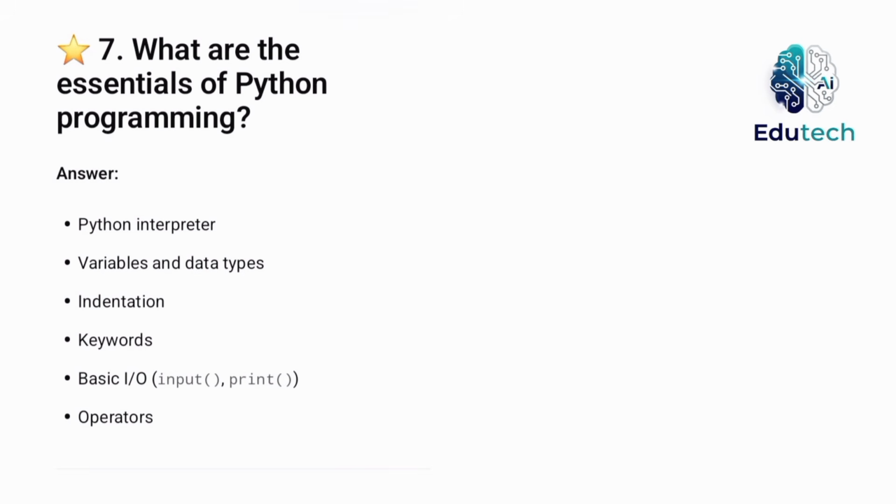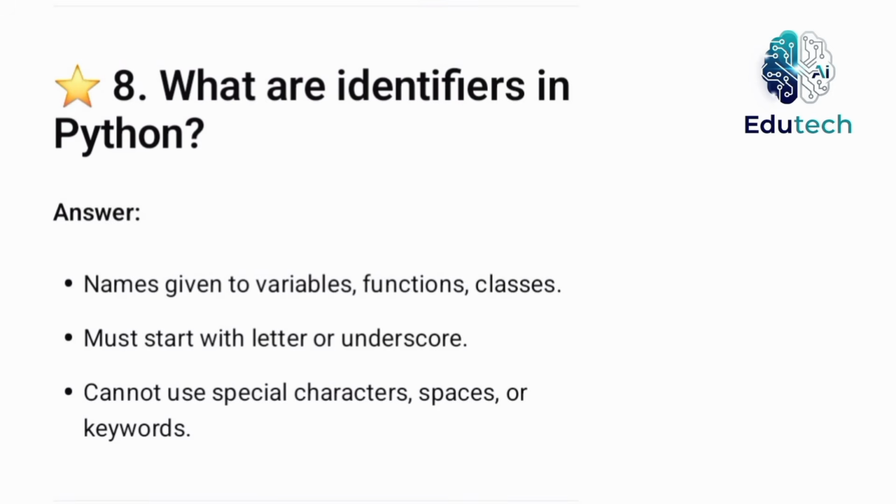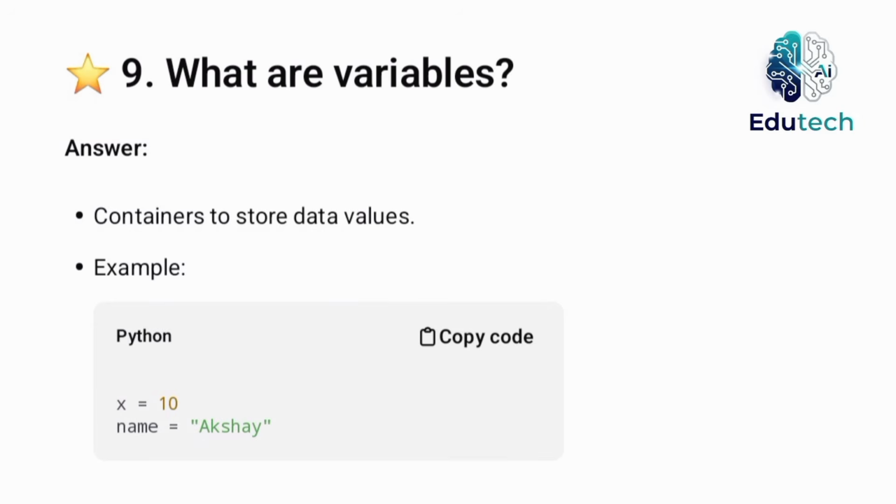What are the essentials for Python programming? Python interpreter, variables and data types, indentation, keywords, basic input or output operators. What are identifiers in Python? Names given to variables, functions, and classes. They must start with a letter or underscore, and cannot use special characters, spaces, or keywords.